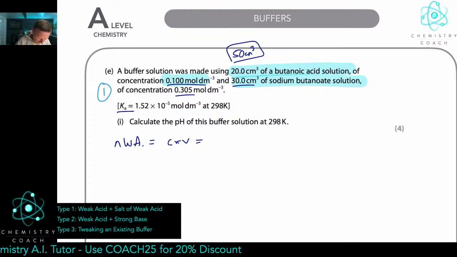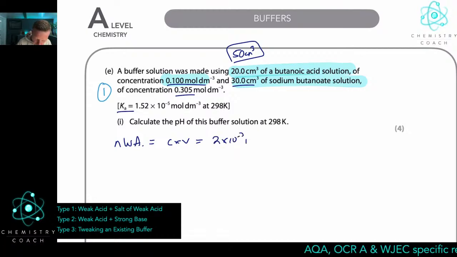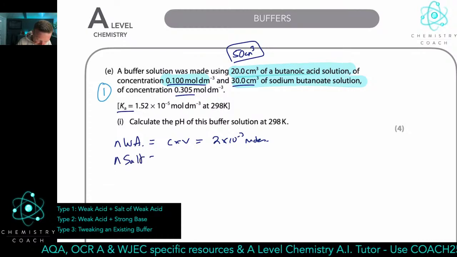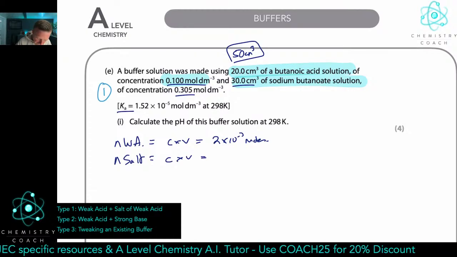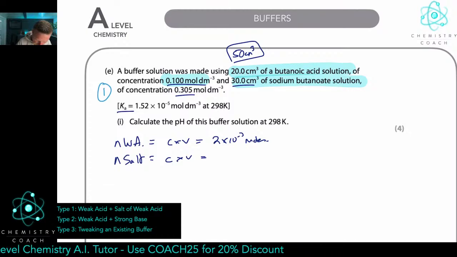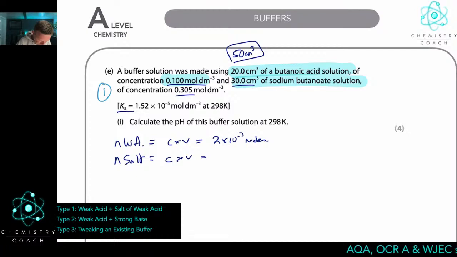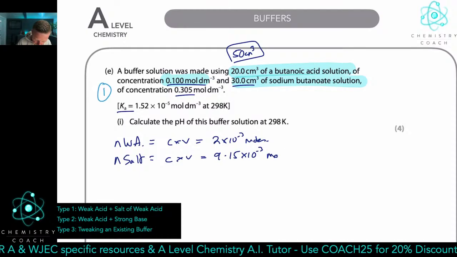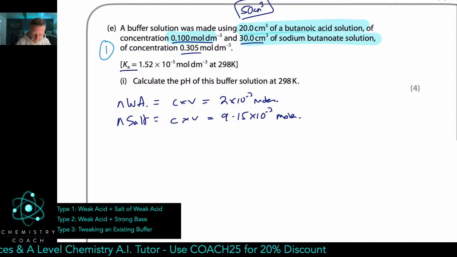So that is 20 over 1,000 times 0.1, and that is 2 times 10 to the minus 3 moles of our weak acid. And the number of moles of salt, again, conc times vol. So it's 30 over 1,000 times 0.305, and that is 9.15 times 10 to the minus 3 moles. Okay, so those are our numbers of moles.